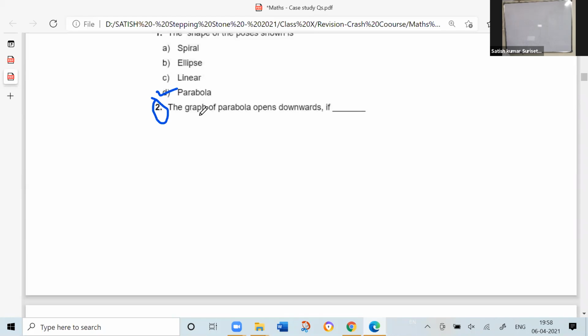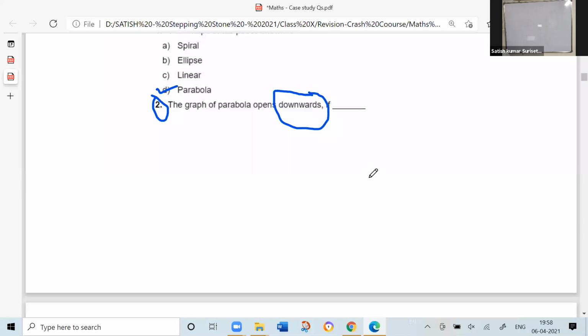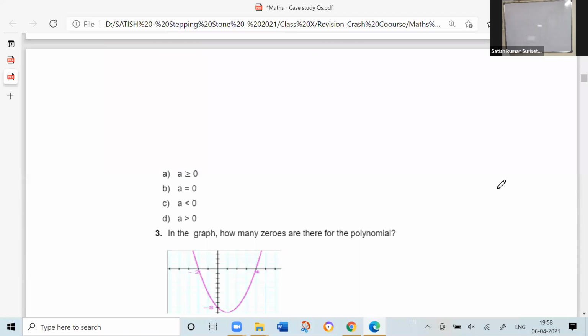No, sorry. The graph of parabola open downward. Observe the question. It is downward. So the graph of parabola open downward is. So when the parabola open downward, have you remembered the conditions? So you need to revise then. A must be less than 0.